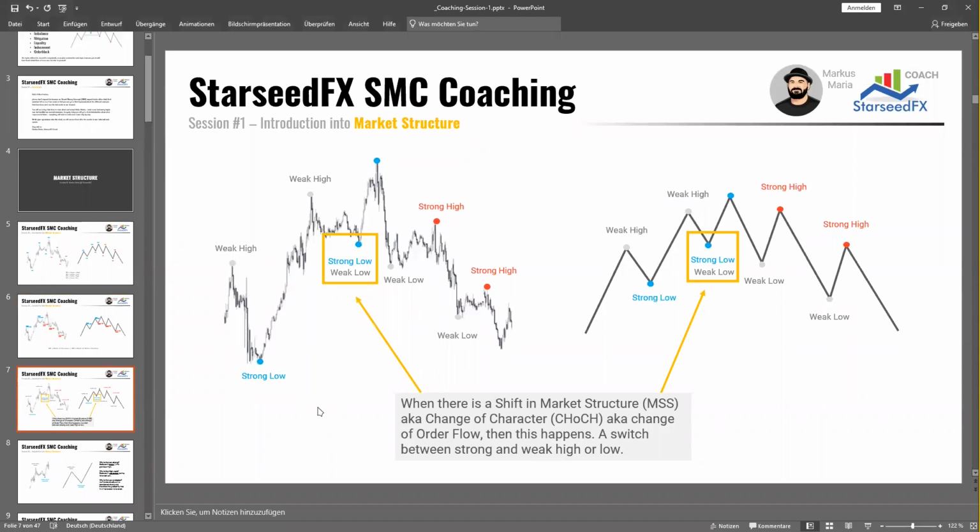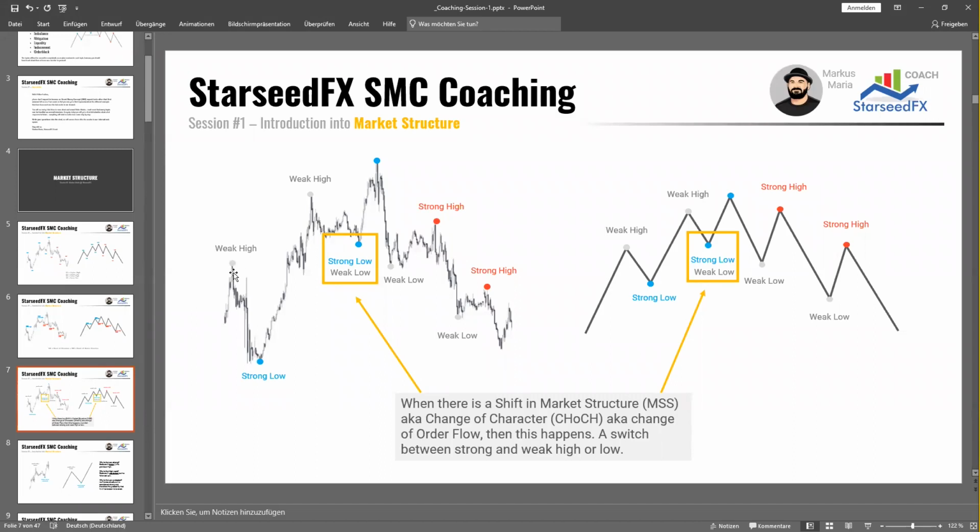What more can we say about market structure? You know, we have highs, we have lows, we have higher highs, we have higher lows, and so on. And in SMC style, you would also have weak highs, weak lows, strong highs, and strong lows. And I actually like this concept because it gives you an idea where the price wants to go.